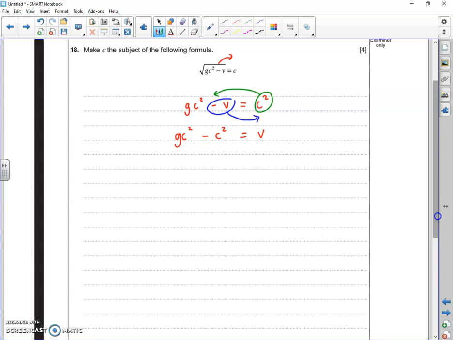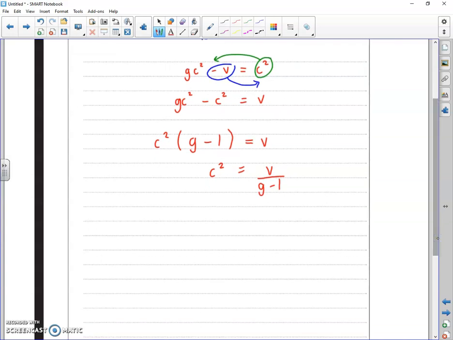So we're going to have to factorise. This is what makes this one difficult. They've both got C squared. So if we take C squared outside of a bracket, that would leave us with G minus 1 inside the bracket. That equals V. The bracket is times in on the left, and I want to get rid of it. So I leave C squared on its own. So that's going to go to a divide on the right hand side. So V over G minus 1. You can leave it in brackets, but you don't have to.